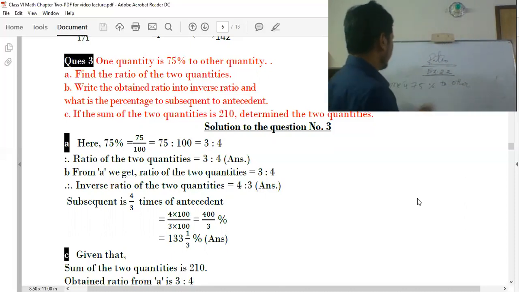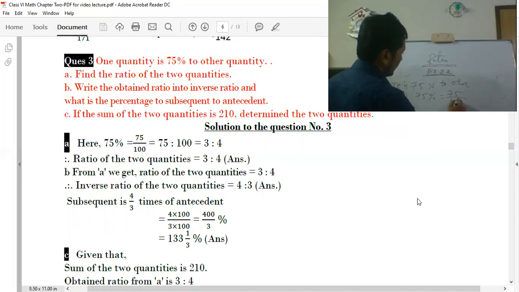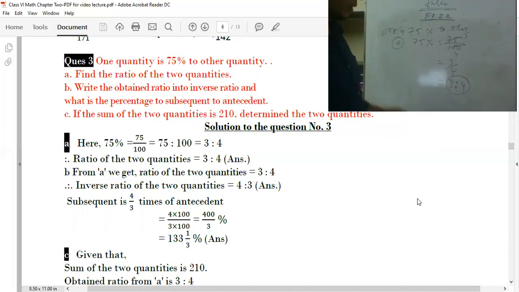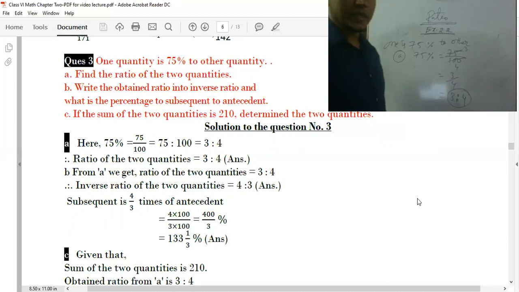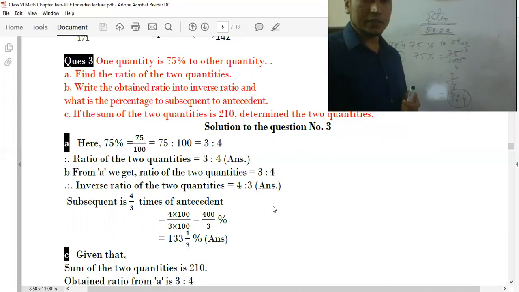Very easy. Part A, very easy. Two quantities. That is 75%. What does it mean? 75% means 75 by 100. If you divide both quantities by 25, it will be 3 by 4. That is 3:4. So 3:4 is the ratio between the two quantities. You can see, part A's answer is 3:4. You can see on the screen also, it is already solved here. So the ratio of the two quantities is 3:4.